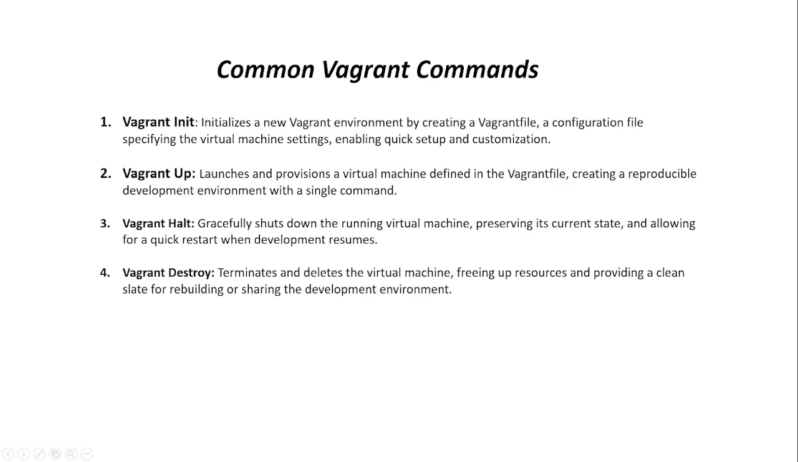The third and fourth commands we haven't shown. Vagrant halt is a command that gracefully shuts down the running virtual machines, but they preserve their state, so they are not completely destroyed or deleted from your local machine. When we need to use them, we can simply use vagrant up, and the development environment resumes.